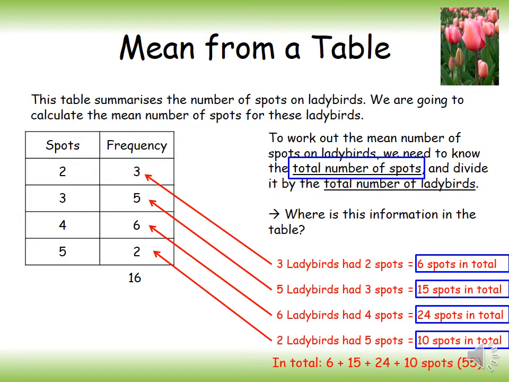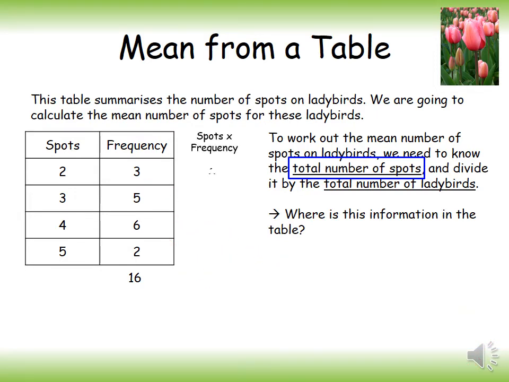Okay, that comes to 55. And we can actually add another column. So these were the calculations that we did. So the way to do it is frequency multiplied by the number of spots. So 3 times 2 is 6, 3 times 5 is 15, 4 times 6 is 24, 5 times 2 is 10. And we simply add those, and that gives us the total number of spots. So these 16 ladybirds have 55 spots altogether.